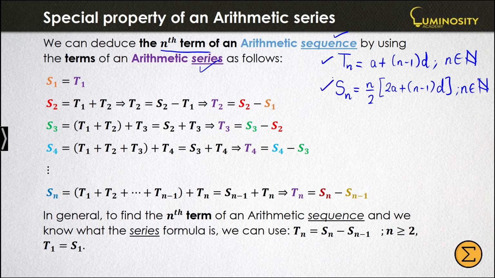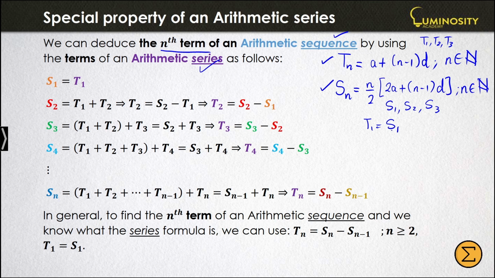So how can I deduce the nth term, so t1 or t2 or t3, from knowing s1 or s2 or s3? Well, let's have a look at the following pattern. If I just look at the first term by itself, that is the same as the first sum. Because the first sum is just saying add up the first term. Well, if you're adding up the first term, it's just the first term itself.